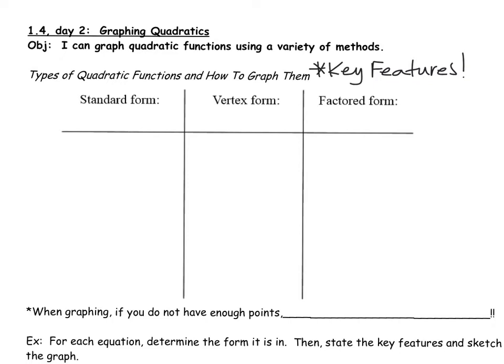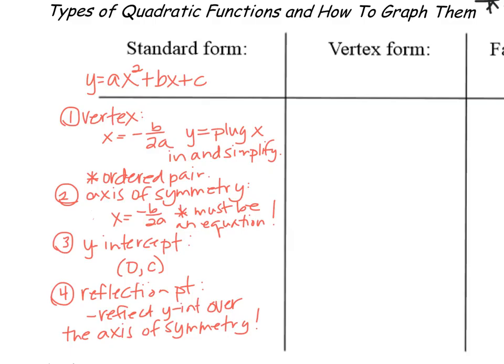We'll first start with standard form and then move to vertex and factored form. Okay, let's first start with standard form. Standard form for a quadratic function models the form y equals ax squared plus bx plus c. So we haven't split it apart into the factored components. There are 4 key features when graphing in standard form.